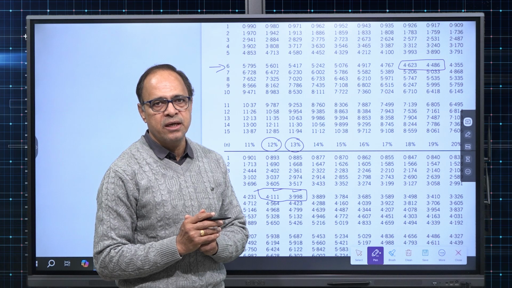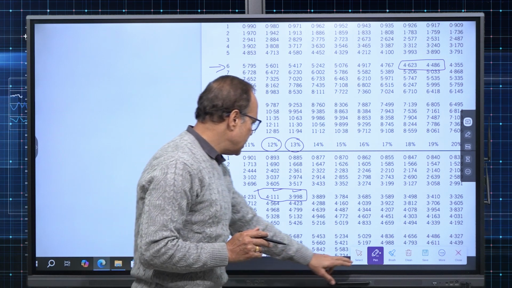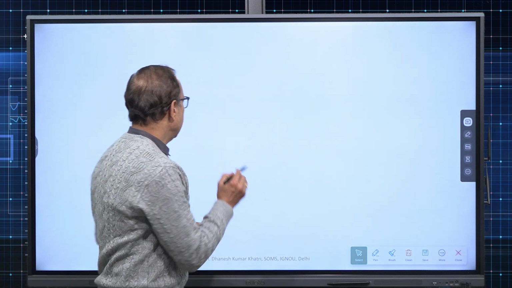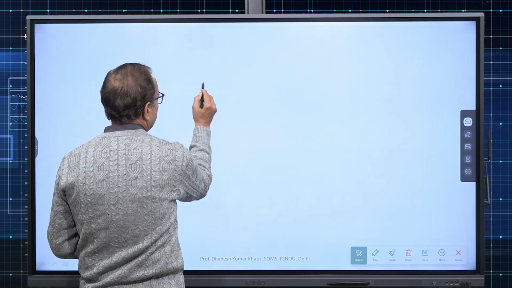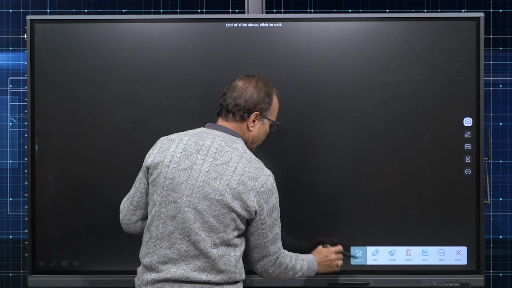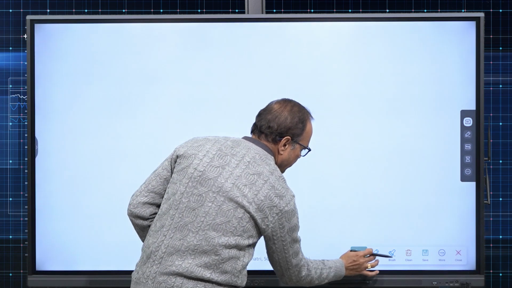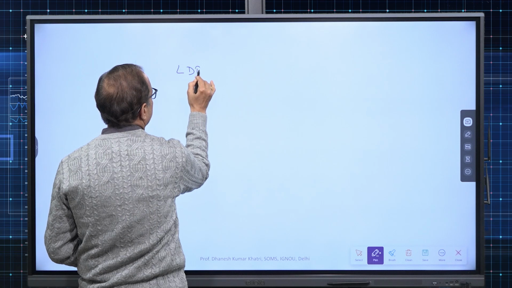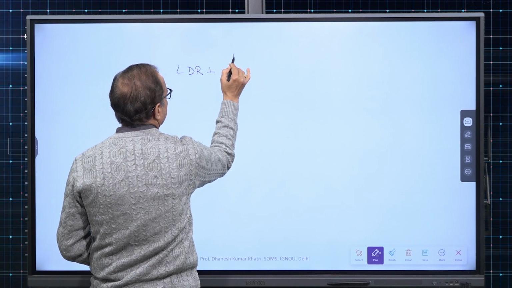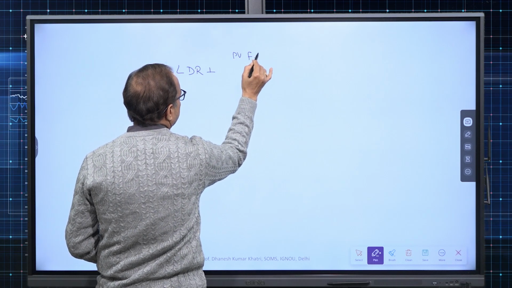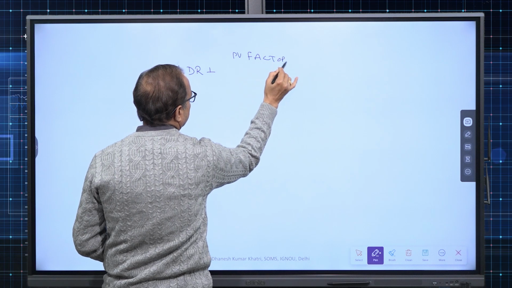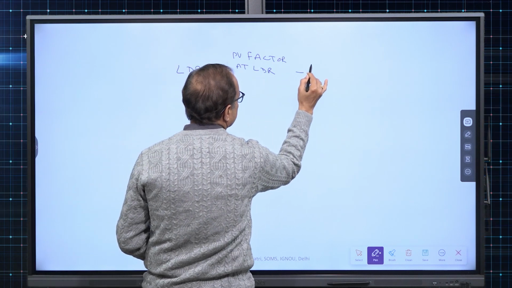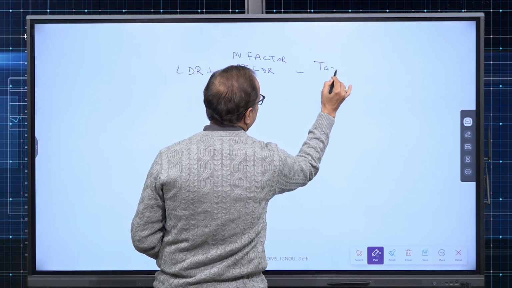and then apply the approximation formula to work out approximate value of IRR. Approximation formula I had depicted, I can depict it once more also. It will be equal to lower discount rate, that is LDR, plus PV factor at LDR minus target factor.